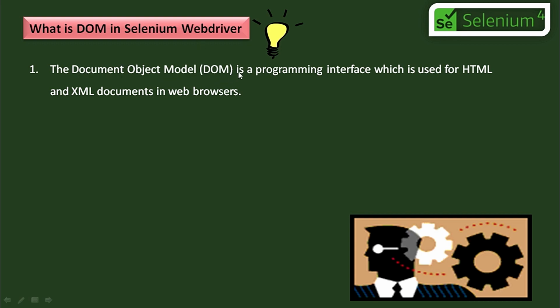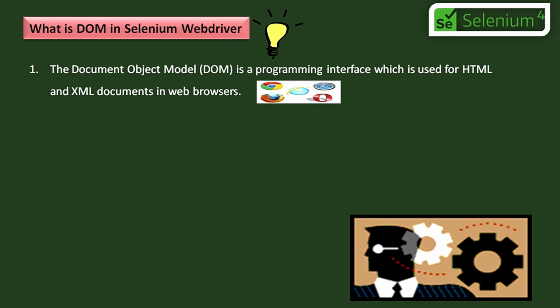The Document Object Model is the programming interface used for HTML and XML documents in the web browser. Developers use this DOM as a programming interface for HTML and XML documents in the web browser. So every application which is running on the web browser has an HTML DOM or an XML DOM. All the browsers support these applications and these HTML DOMs or XML DOMs.